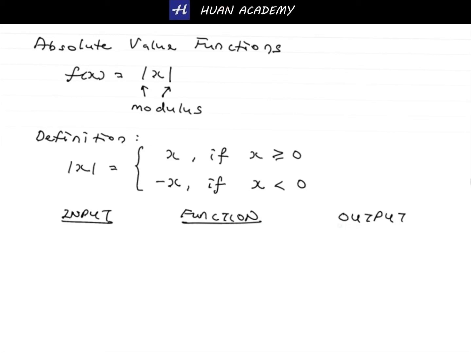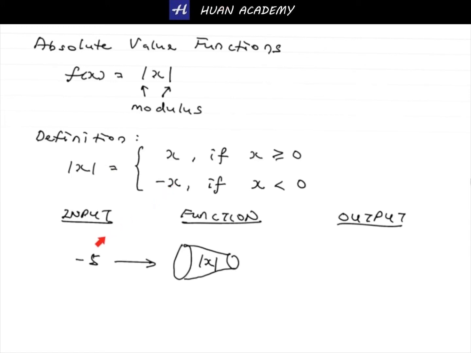Imagine that there is a machine which is operating with a function of modulus x. Now we have an input which is negative 5. When I feed negative 5 into this machine, the machine will think first, what is the input? The input is a negative number. If the input is a negative number, meaning it is smaller than 0, then the output will be negative x.